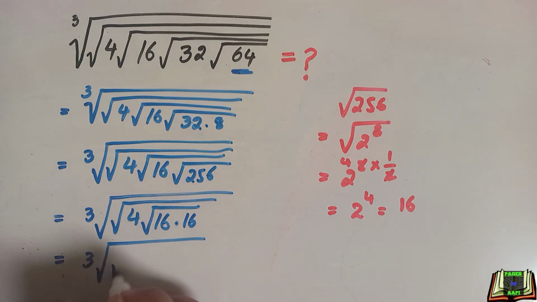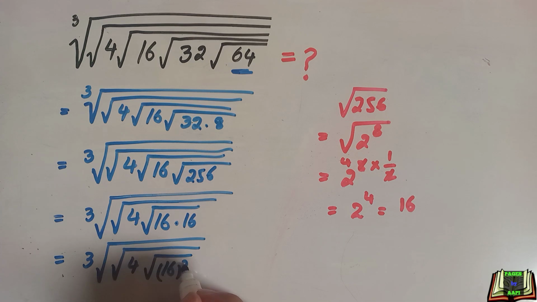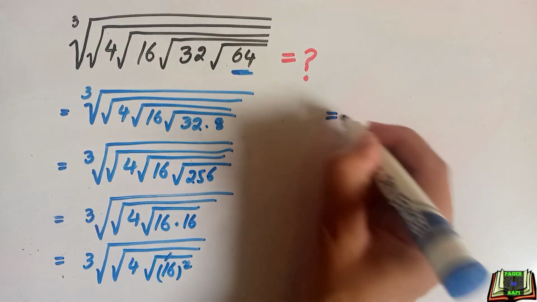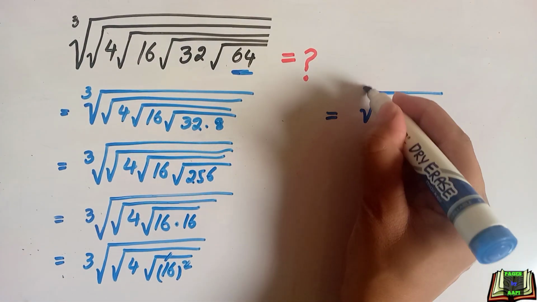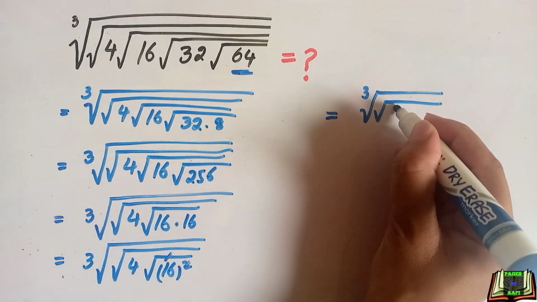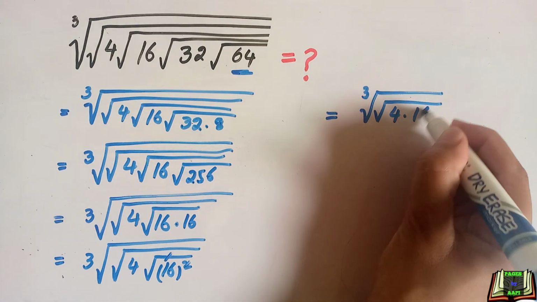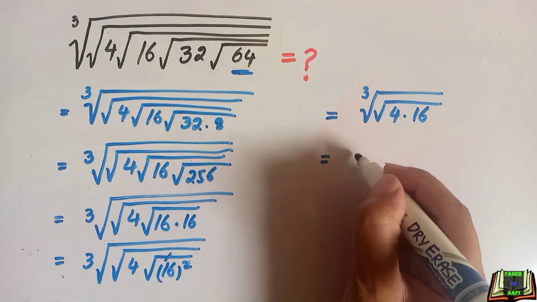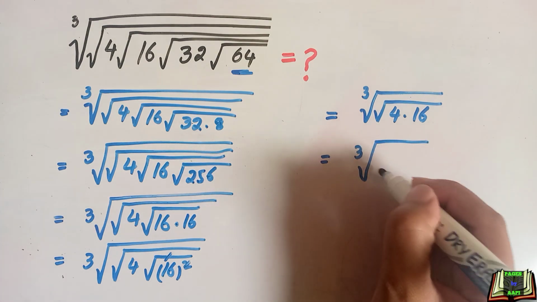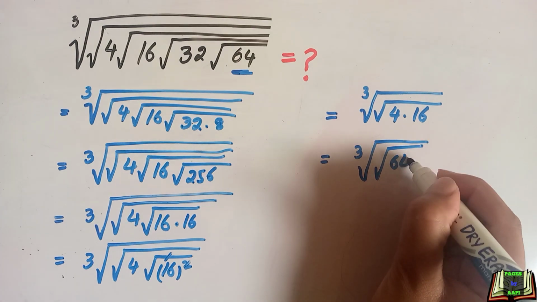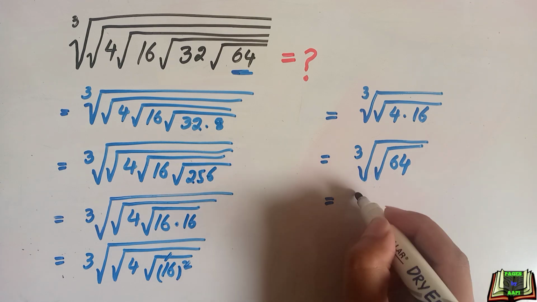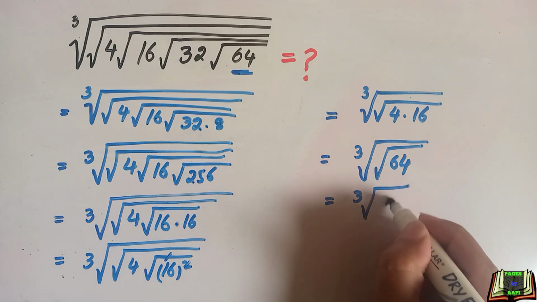Cube root 4 and this square root of 16 square. This square and root will be cancelled out. We are left with cube root 4 times 16. 16 times 4 is 64. Square root of 64, and square root of 64 is equal to 8.